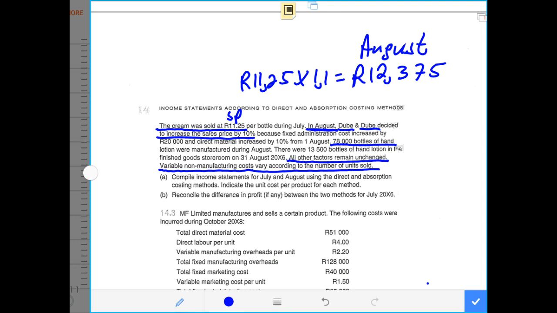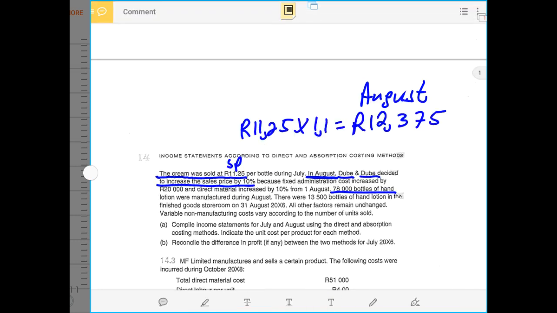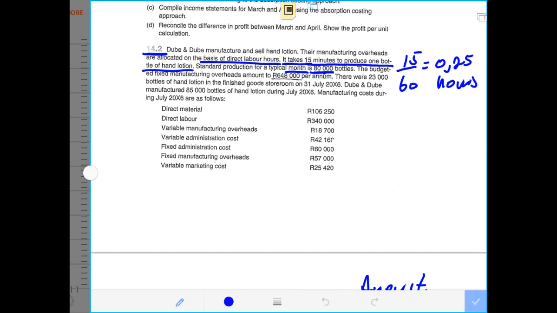Take note of that. They say variable non-manufacturing overheads vary according to the number of the units that were sold. That means all the non-manufacturing costs vary according to the number of the units sold. So now we are referring to the variable marketing cost, which is based on the units sold, and also the variable administration, which is also based on the number of the units sold.